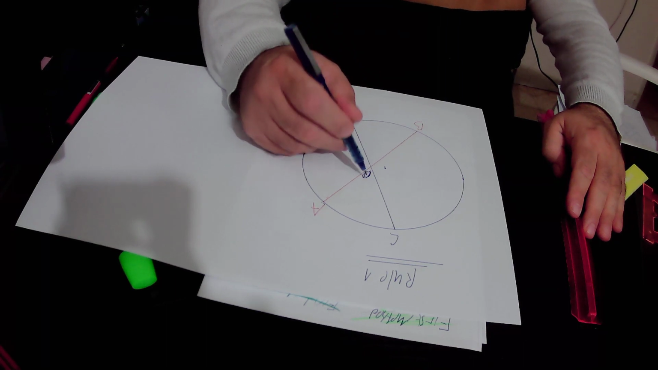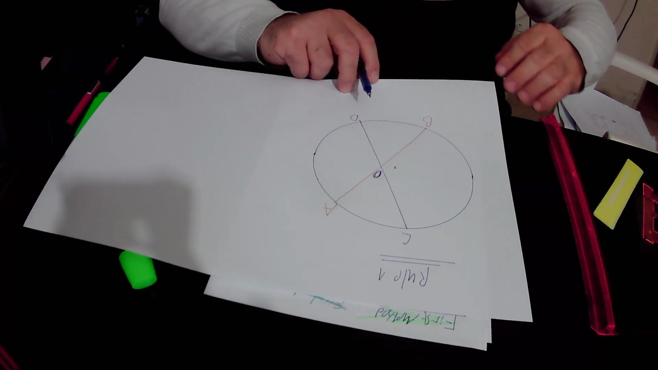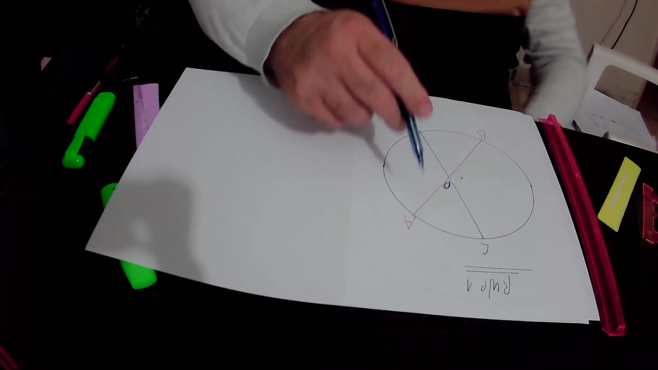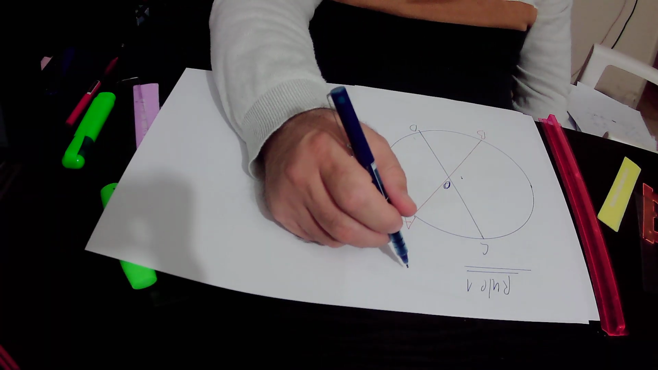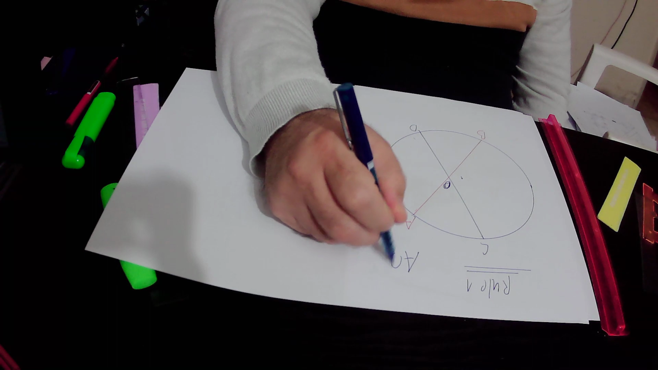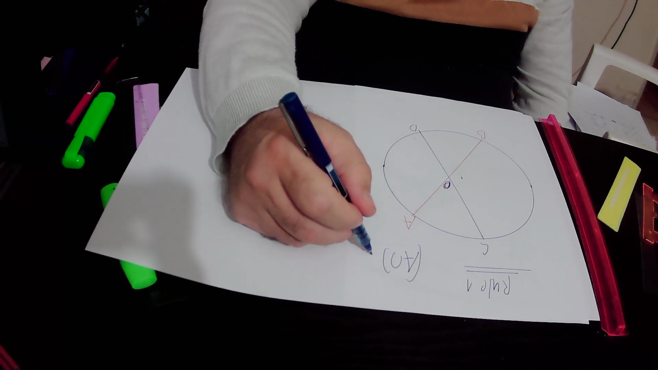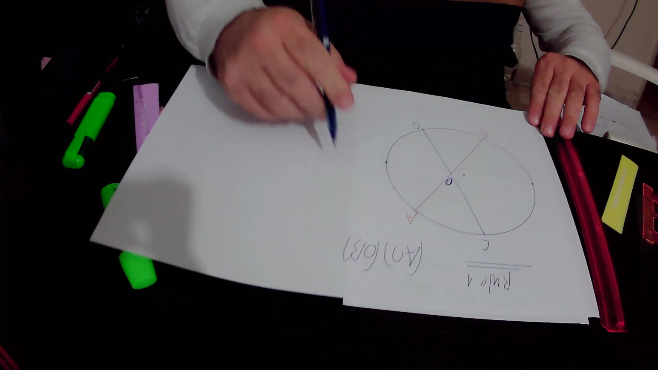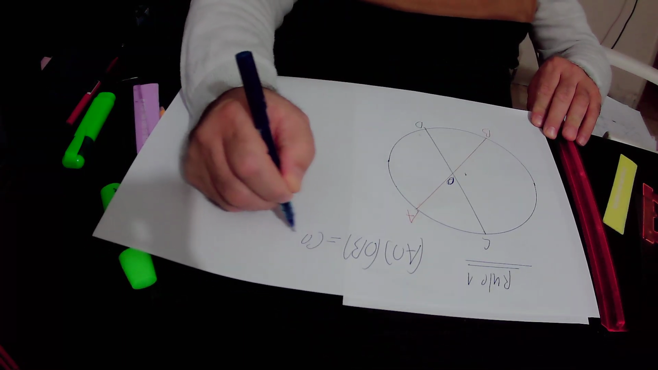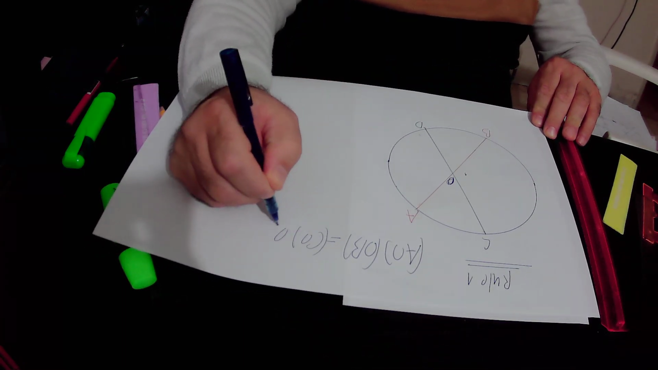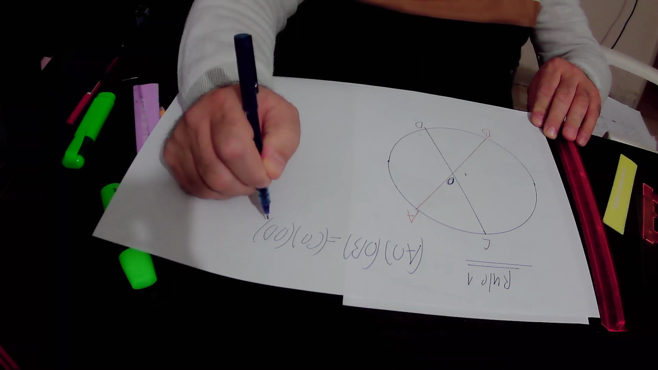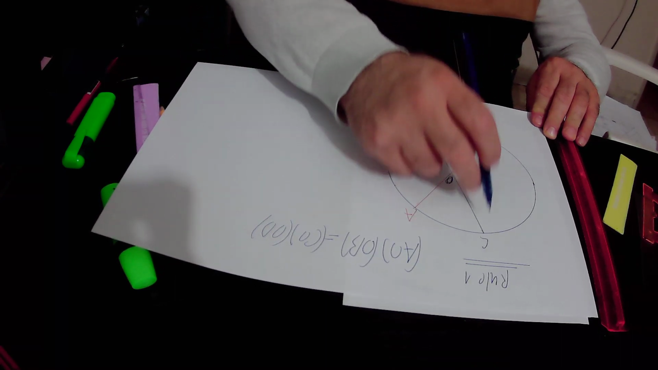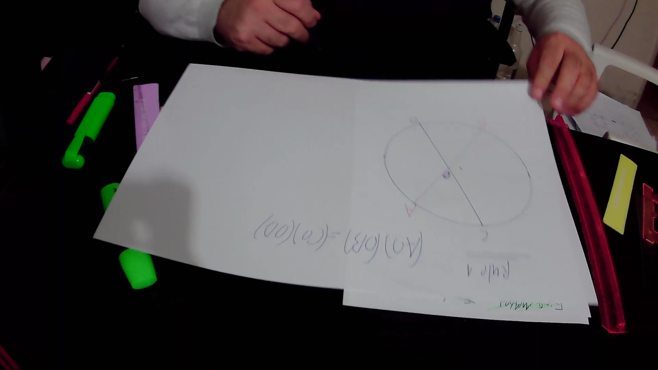So if this is the data that has been given to us, then the following equation is true: AO times OB equals CO times OD. Okay? AO times OB equals CO times OD.